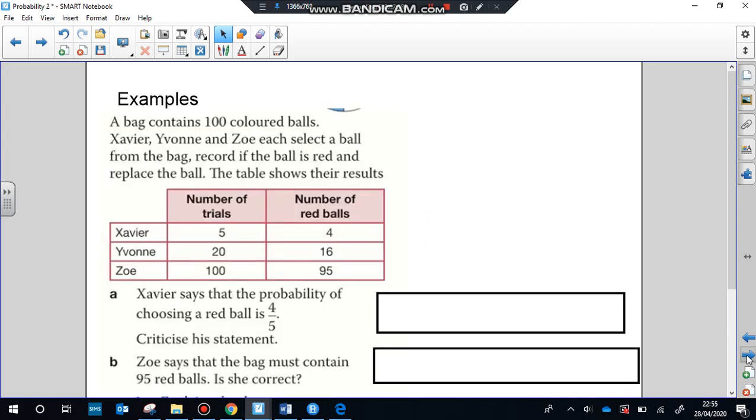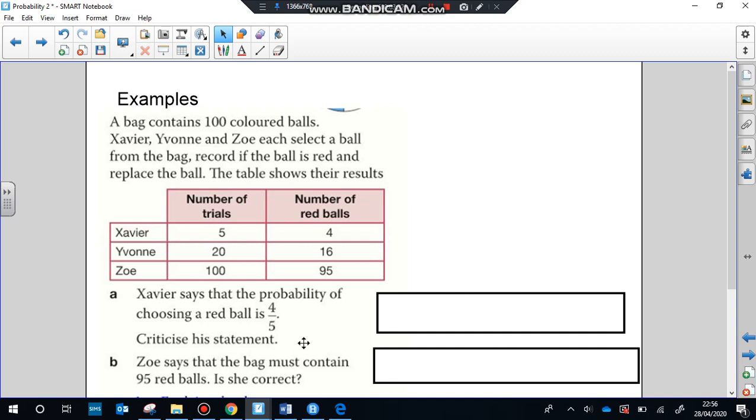Okay, let's have a look at an example of a question. So we've got a bag contains 100 coloured balls. We've got Xavier, Yvonne and Zoe each select a ball from the bag, record if the ball is red and replace the ball, and we've got their results here. So Xavier did that 5 times and picked out 4 red balls. Yvonne did it 20 times and got 16 red balls, and Zoe did it 100 times and got 95 red balls. So Xavier says the probability of choosing a red ball is 4/5.